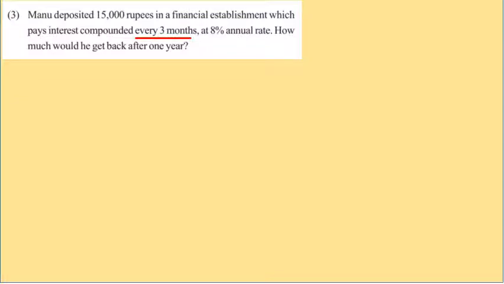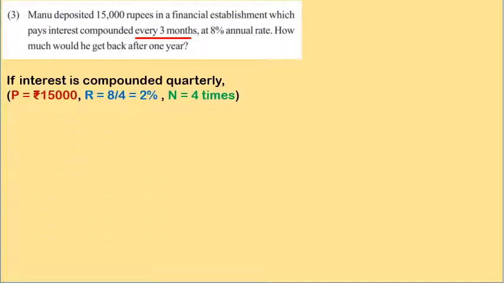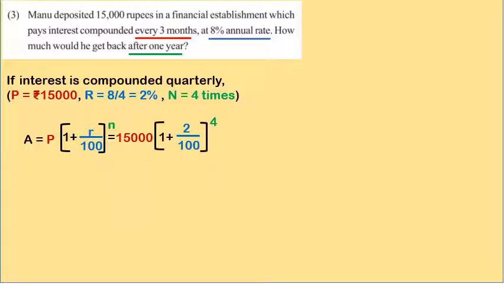So, if interest is compounded quarterly, principal P equal to 15,000 rupees, quarterly rate of interest R equal to annual rate of interest by 4, that is 8 by 4 equal to 2%. And number of periods n equal to 4 times, that is 2% interest is added 4 times in a year. Then write the formula for calculating amount A equal to P into 1 plus R by 100 all raised to n. Then substitute, we get 15,000 into 1 plus 2 by 100 all raised to 4.